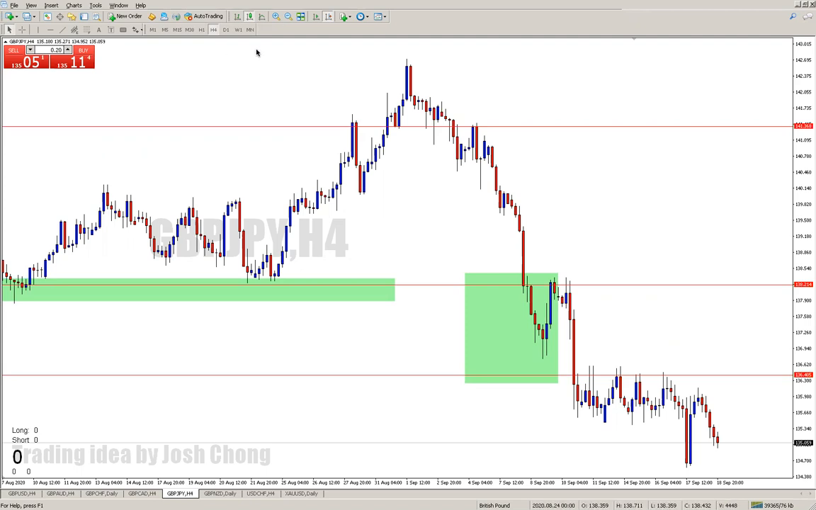So GBP JPY, same thing. This might be a very long wait, which is wait until here and drop.